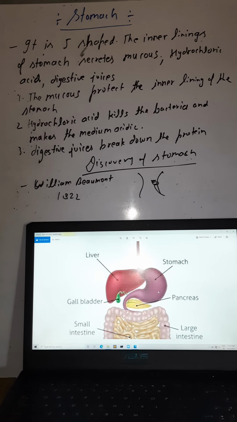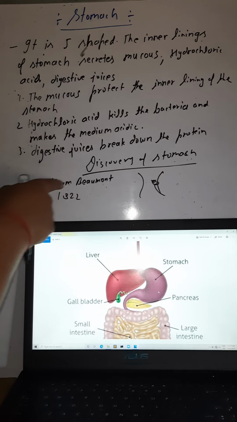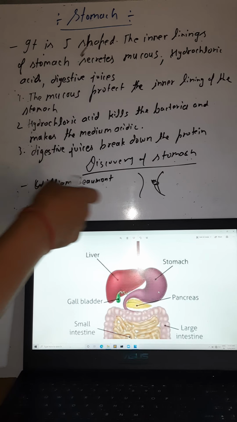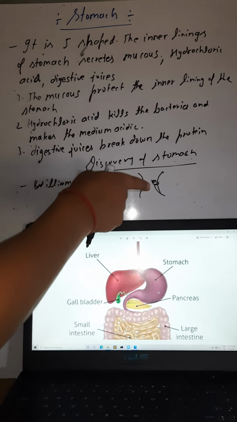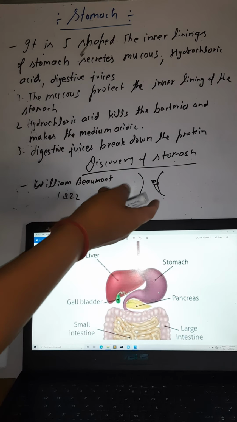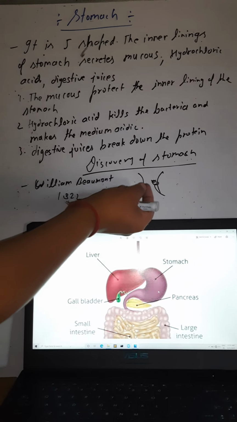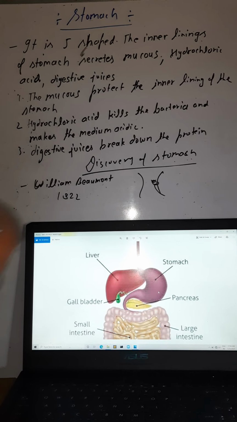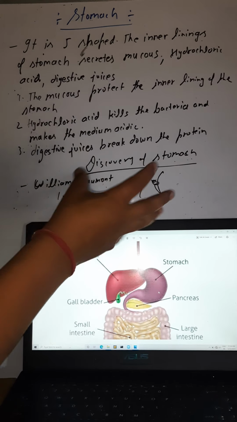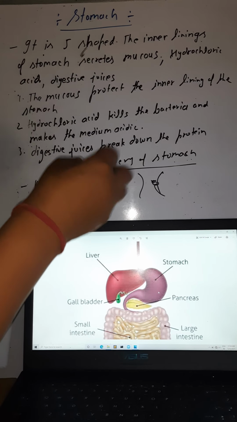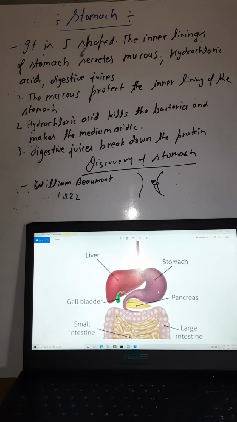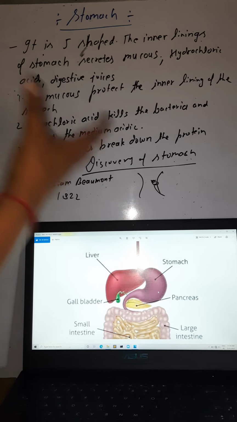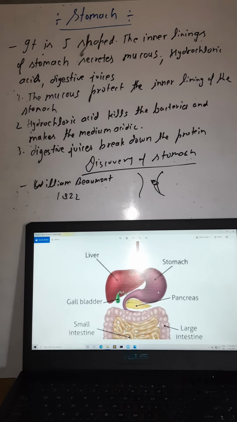So in the year 1822, William Beaumont discovered the stomach. How did he discover it? The person brought to him had a hit here, and when William Beaumont took out the hit, there was a hole and it was bleeding. When he tried to seal it off, he looked inside the hole, and there was an organ where the churning of food was taking place. This organ was named the stomach. So this is how the stomach was discovered in 1822 by William Beaumont. Okay, so this was all about the stomach.